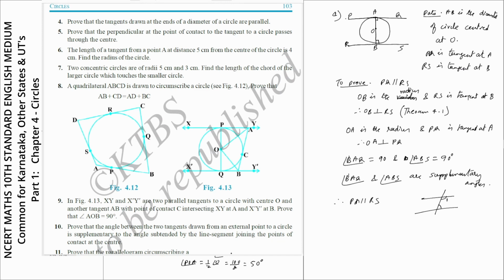Suppose this is angle 1, this is angle 2. Supplementary means angle 1 plus angle 2 will be equal to 180 degrees. So similarly here, angle BAQ plus angle ABS is equal to 180 degrees. Therefore, PQ is parallel to RS. That completes the proof.